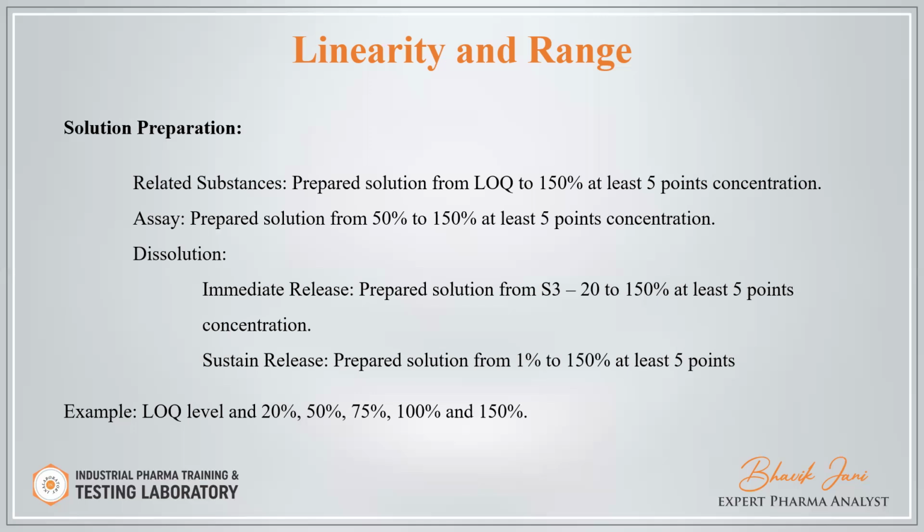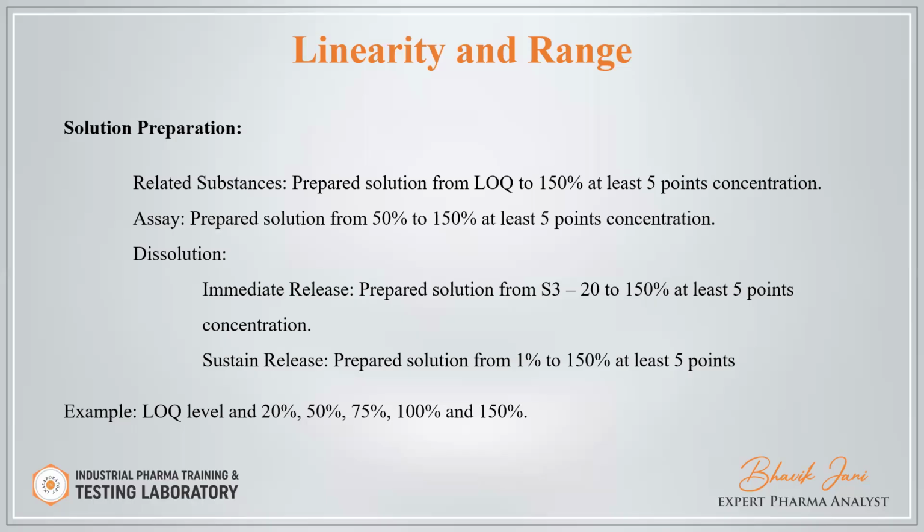For the immediate release, S3 means if your limit is 70 Q, then your S3 will be 45 percentage. So 45 minus your 20 means linearity should be performed for 25 percentage to 150 percentage. For the immediate release, S3 minus 20.